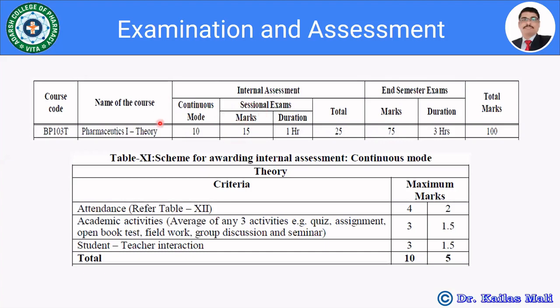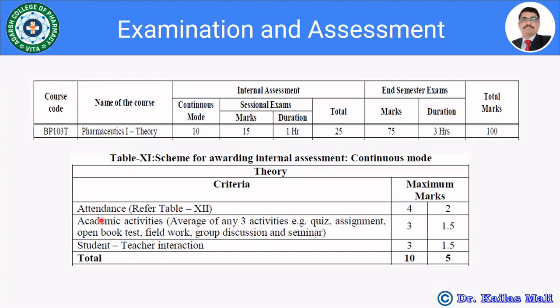The continuous mode assessment comprises the tutorials, the assignments, the OBTs and or presentations and the group discussion. So it is having 10 marks along with your attendance. So this is the attendance criteria, mark grading for the attendance.